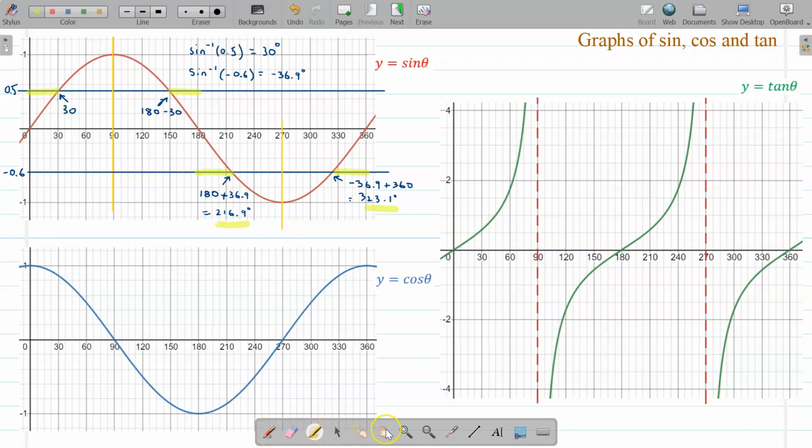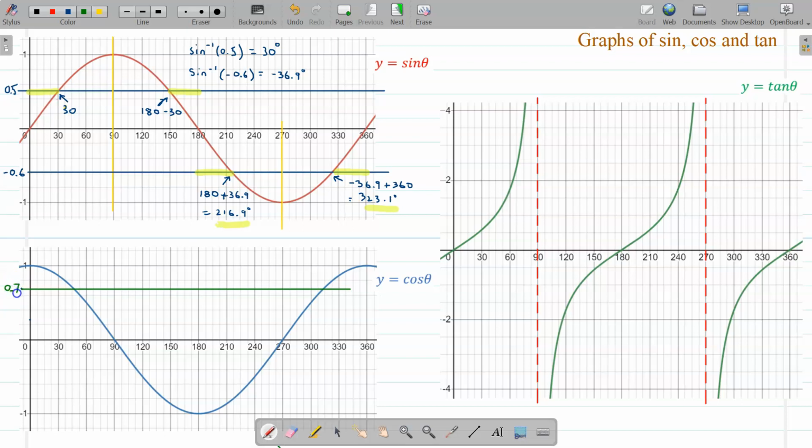We can do the same kind of thing with cosine, but the symmetry works in a different way. Let's suppose we wanted to know what angles had a cosine of 0.7. So that's supposed to be at 0.7 roughly. Let's just put 0.7 there.